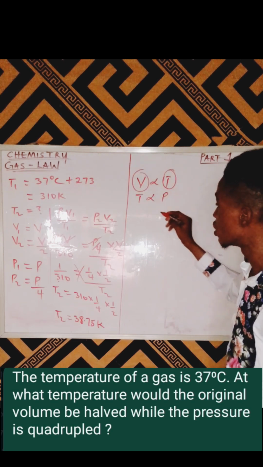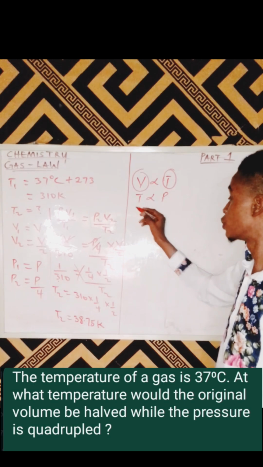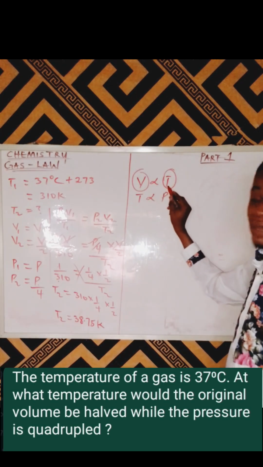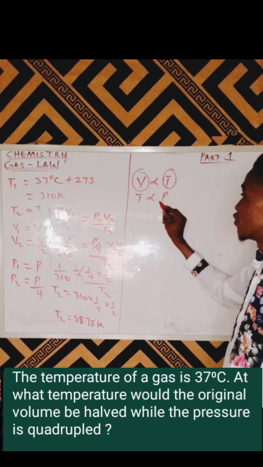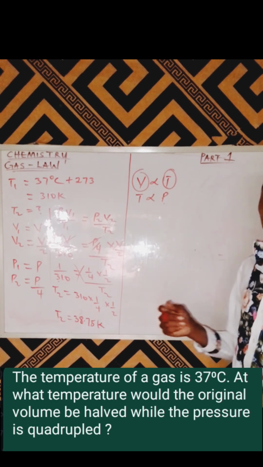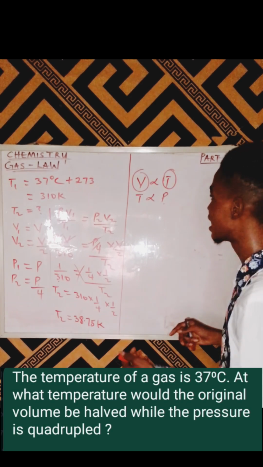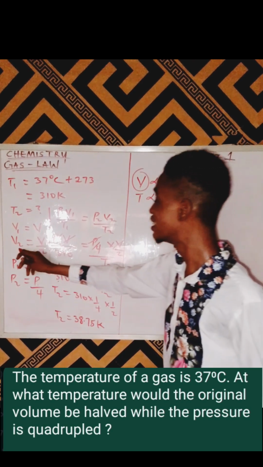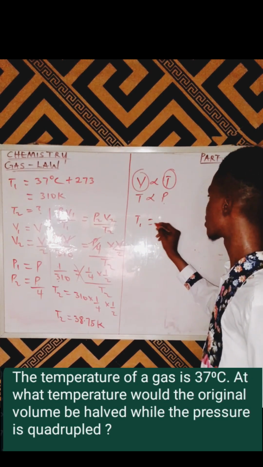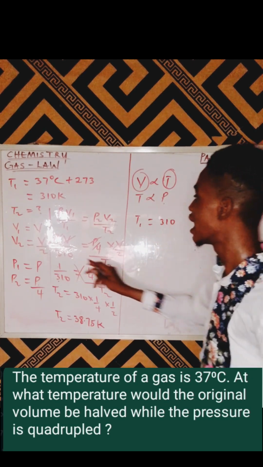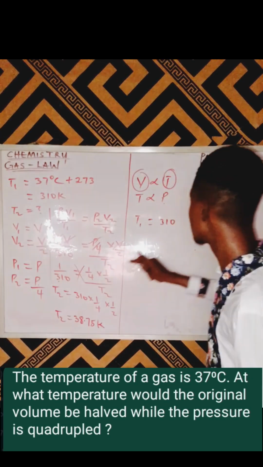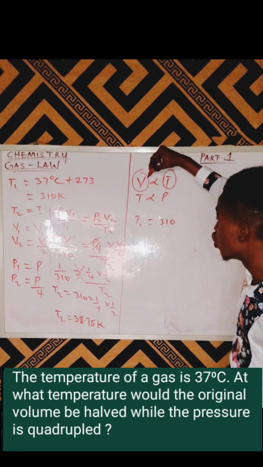Anything that happens to the pressure is the same as what happens to the temperature. So for example, if I increase the volume by 2, the temperature will be increased by 2. If I increase or decrease the pressure by 2, the same thing will happen with the temperature, since they are directly proportional. If you read the question, the volume was halved. The temperature was initially at 310 Kelvin, right?